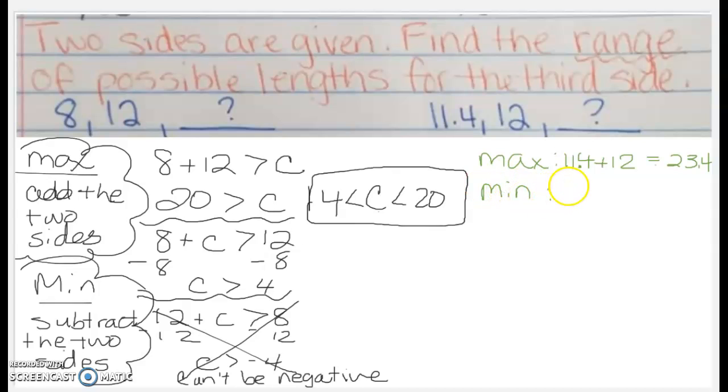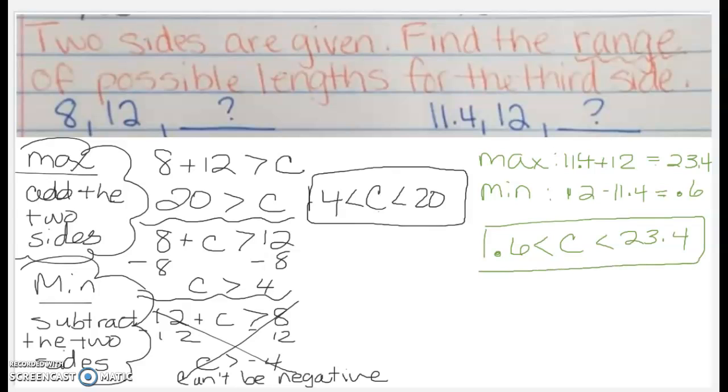My minimum, I would subtract them. 12 minus 11.4. Remember, it can only be positive, so I'm subtracting the smaller number from the bigger number. That gives me 0.6, which means my inequality, I'm going to write C in the middle, has to be less than the maximum, 23.4, but greater than the minimum of 0.6. So this is my range, and it is written as a compound inequality.